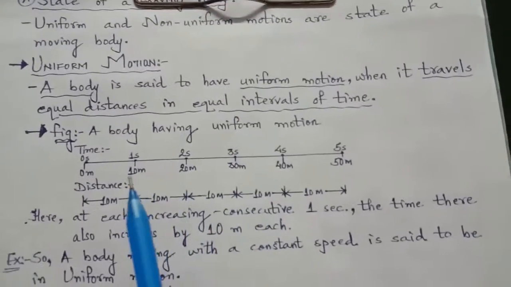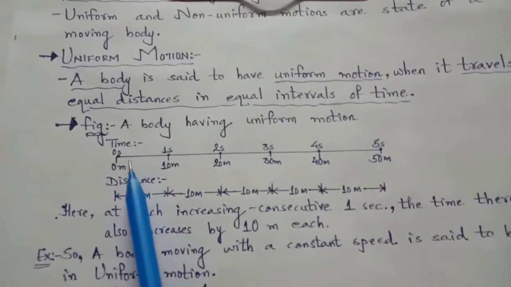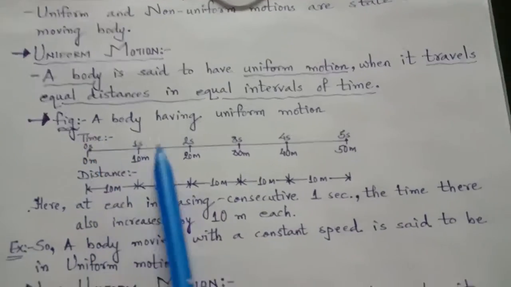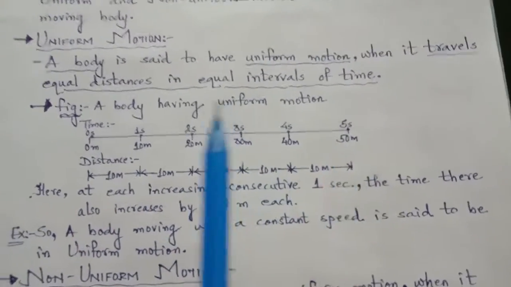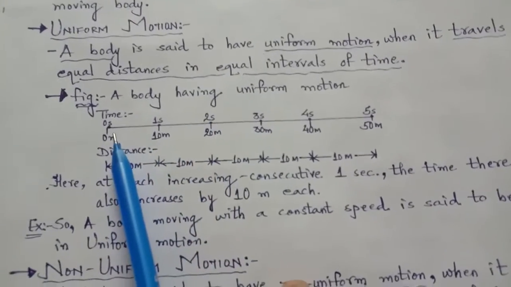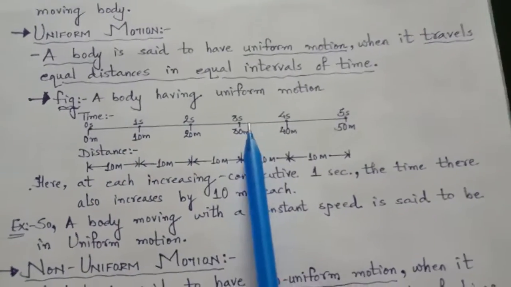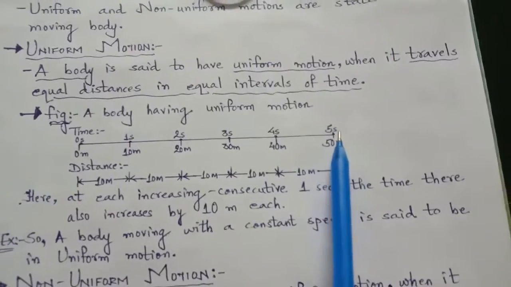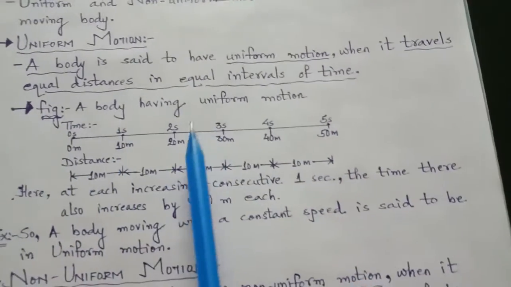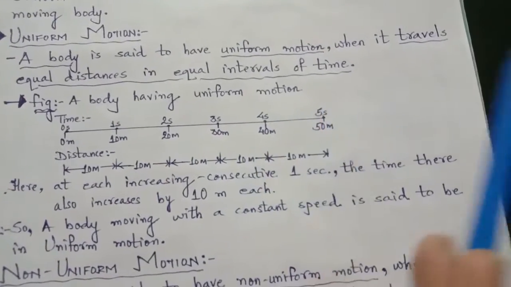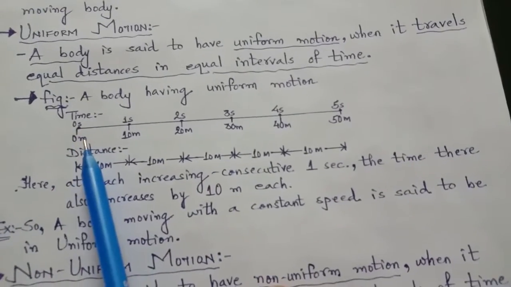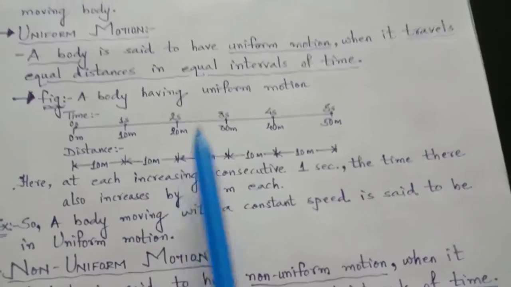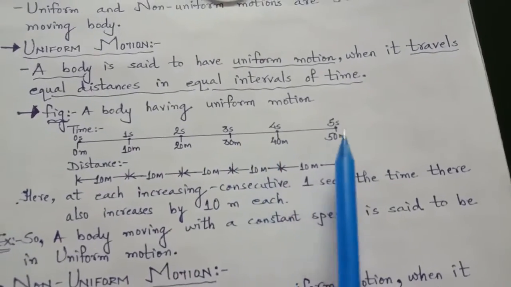Let us see an example. Suppose for a body, the upper values are time and the lower values show the distance. 0 second, 1 second, 2 second, 3 second, 4 second, 5. You see each consecutive time value increases by 1 second. And here first is 0 meter, then 10 meter, 20, 30, 40, 50.